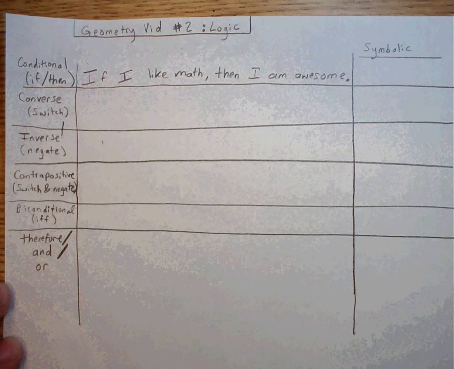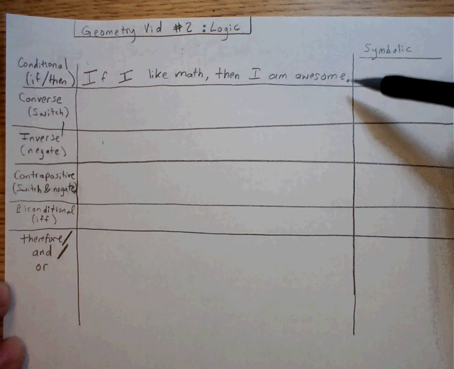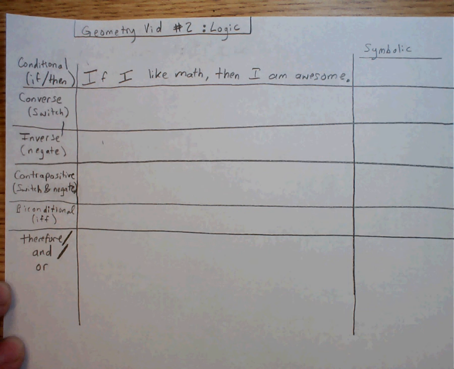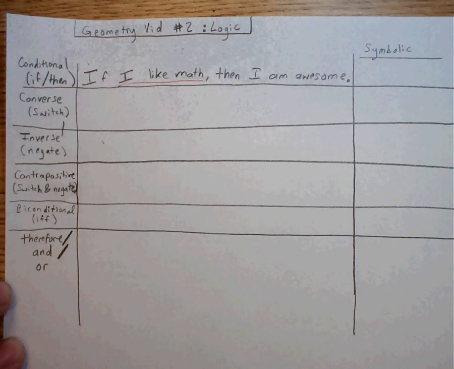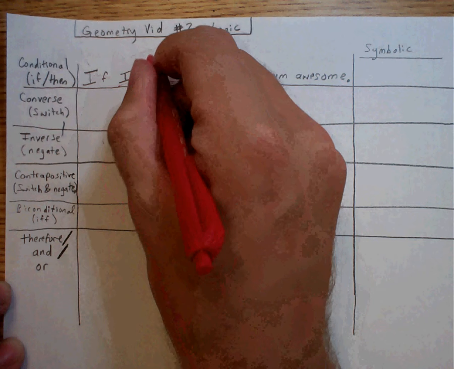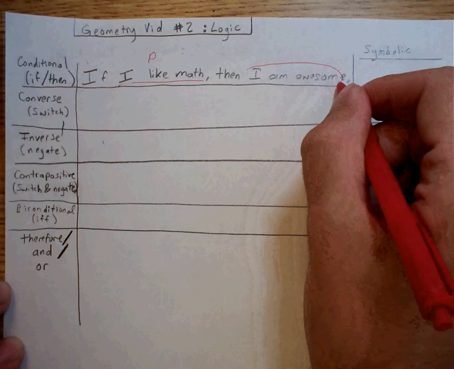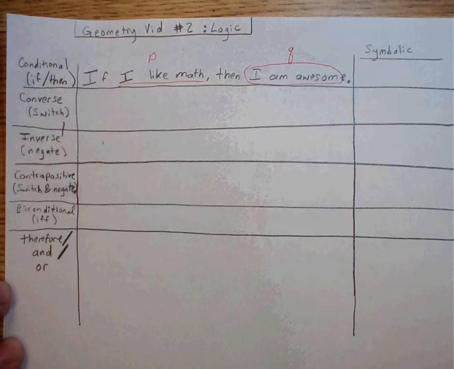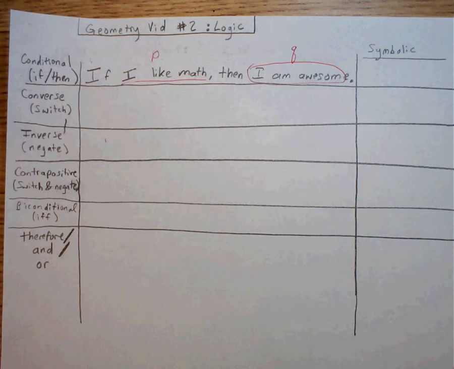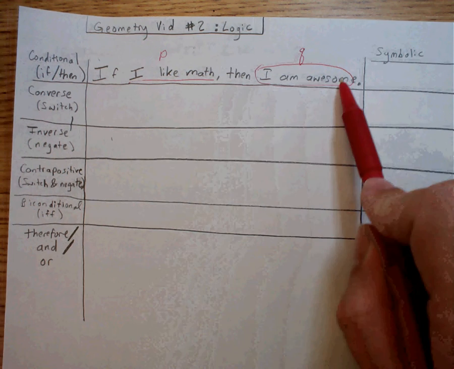Let's get started. We have our conditional statement already. This is usually what's given to us. We know that in a conditional statement, we have two parts. Our hypothesis, which usually we underline and call P, and then we have our conclusion, I am awesome, which usually we'll call Q, and we circle it. So our conditional statement is, if I like math, then I am awesome.